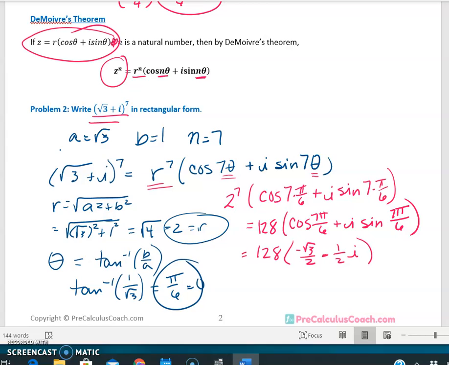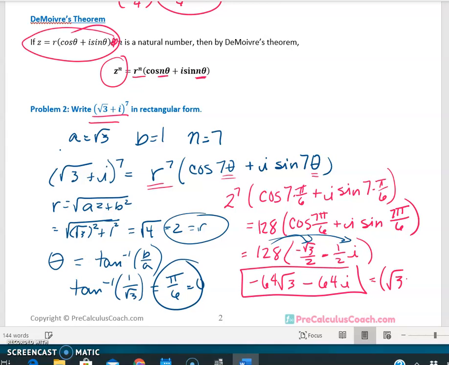And then we'll just distribute. Okay. So we're going to distribute the 128. And when we do that, we're going to get negative 64 square root of 3 minus 64i. And that right there is equivalent to the square root of 3 plus i to the 7th. So you can see how that makes it a whole lot easier. Instead of trying to multiply it out all the time, we can just use that theorem.